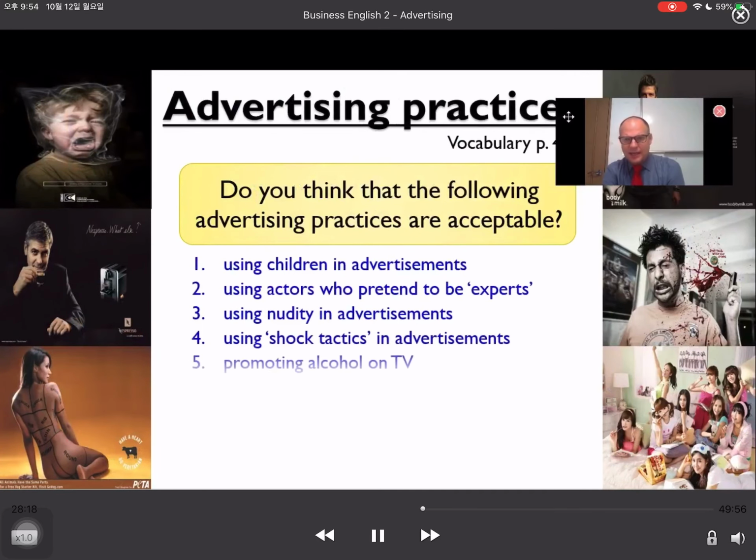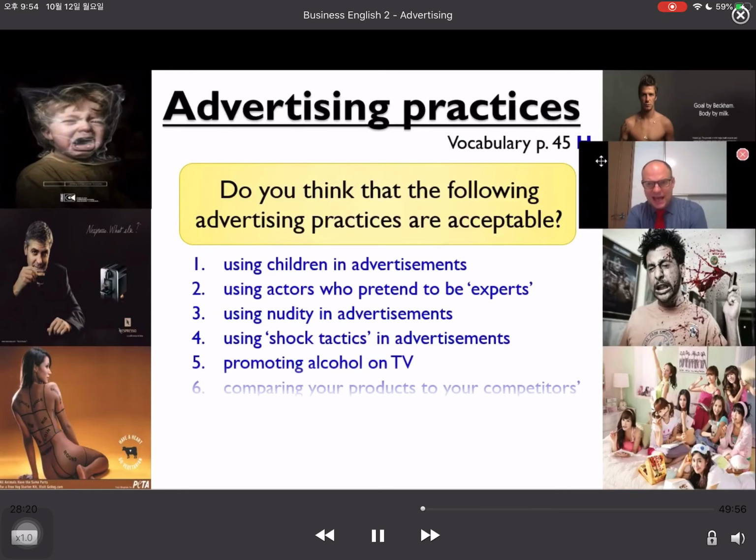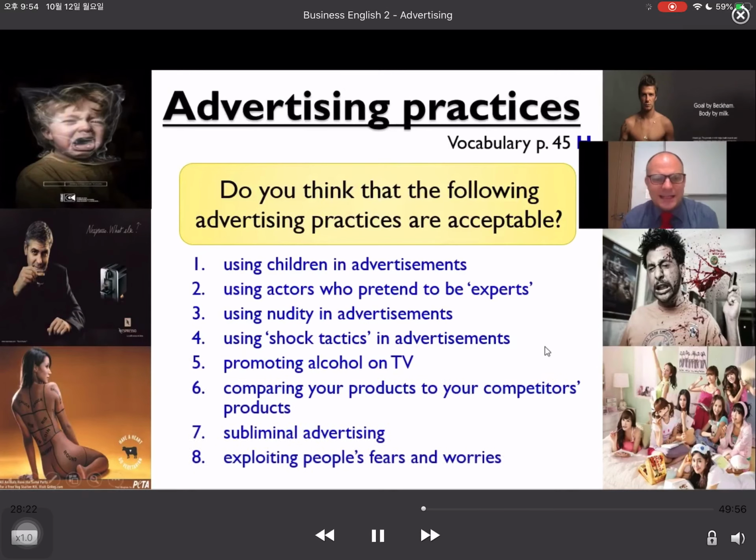Next, looking at advertising practices and morals in advertising. Which ones do you think are acceptable or maybe not acceptable? Using children in advertisements, using actors who pretend to be experts. What else have we got? Subliminal advertising, promoting alcohol on TV. Where are your morals on some of these? Do you think they're acceptable, or maybe they're not acceptable?